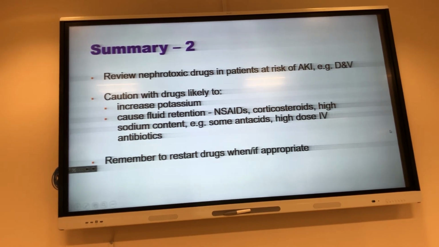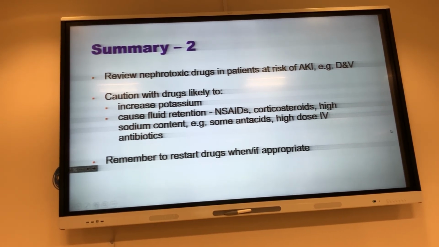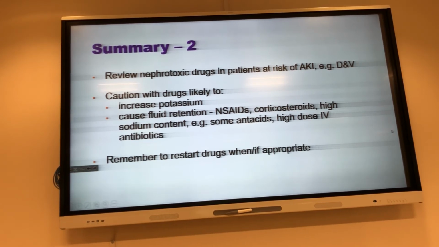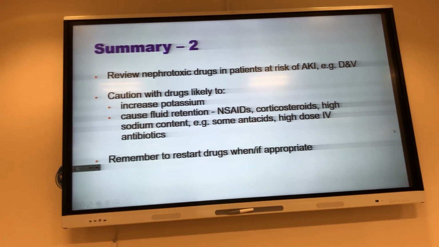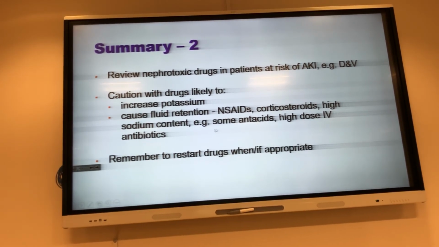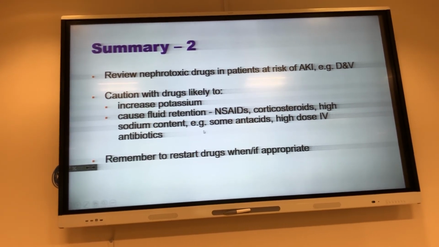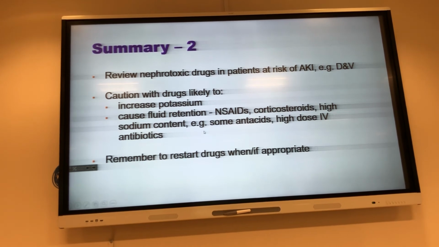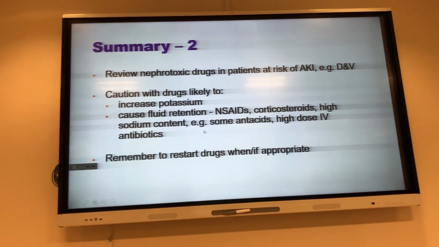So we review nephrotoxic drugs in patients at risk of AKI. If patients are coming with diarrhea and vomiting, we check if they're taking any nephrotoxic drugs. We are cautious with drugs likely to increase potassium or cause fluid retention, like NSAIDs, corticosteroids, high sodium contents or antacids, or high doses of antibiotics. The difference between AKI and CKD is that AKI, as I said, is temporary. So we usually stop the drugs for some time, and then we put the patients back on the drugs when we think the risk no longer exists.